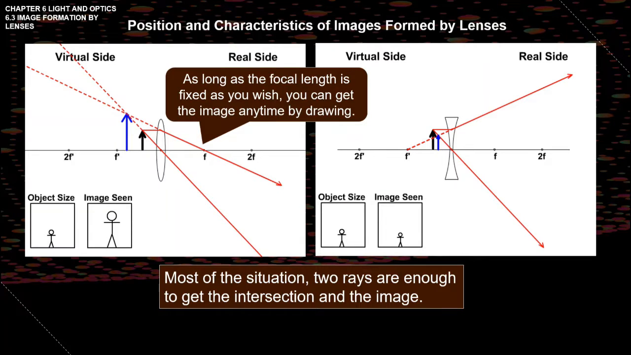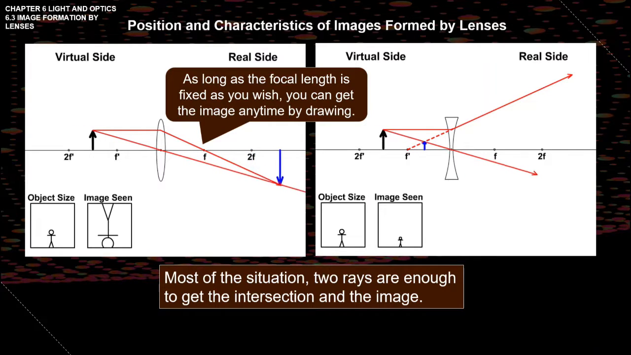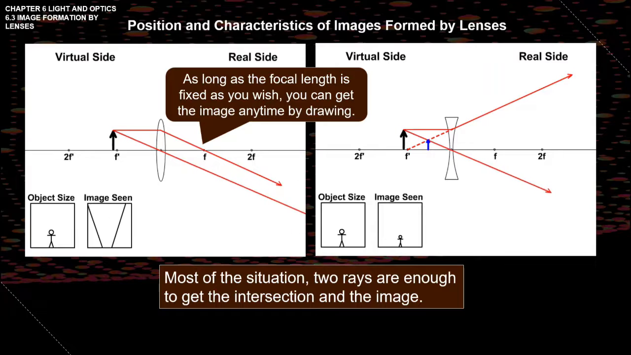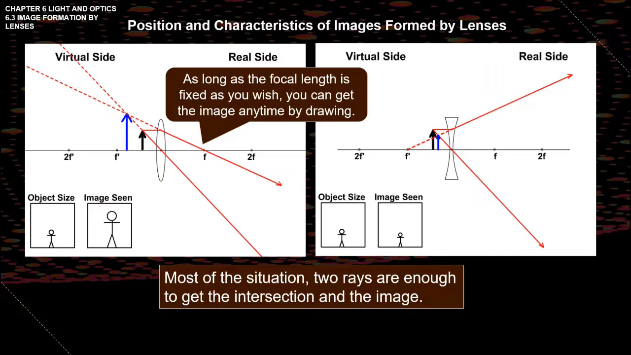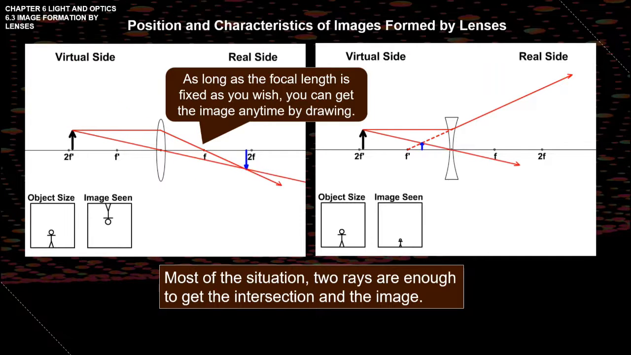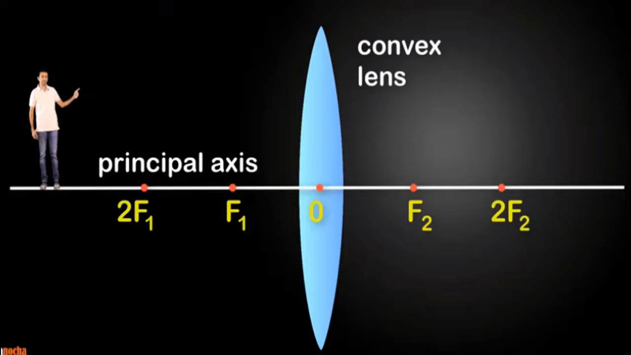And at the right side here is the animation about the formation of image by the concave lens. What can you say about the image characteristics? For the concave lens, the image is always smaller and upright. We will study more about the characteristics of image in the following slides. This time we use a real person as the object.